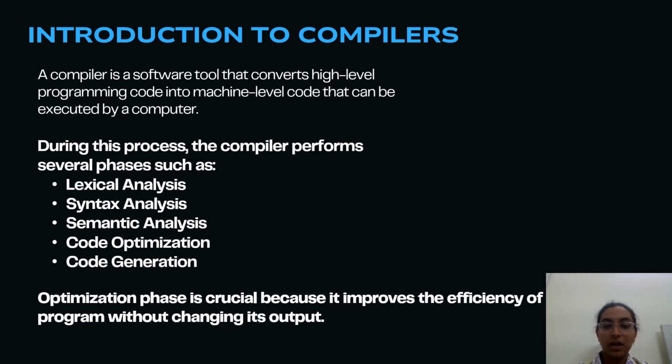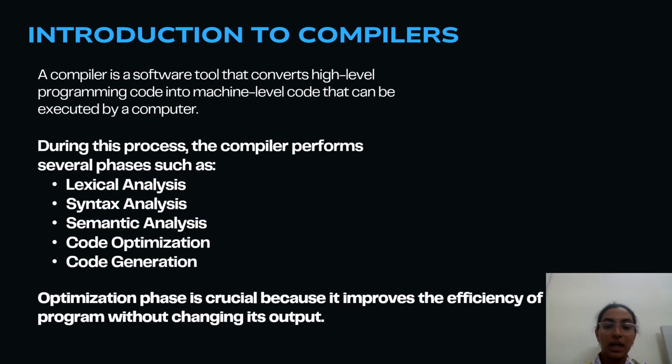First is lexical analysis, where code is broken into tokens. The next is syntax analysis, where the structure of the code is checked. Then comes semantic analysis, which ensures the meaning of the program is correct. After that, we have the code optimization phase, which is very important. Here, the compiler improves the code to make it faster and more efficient without changing its output. Finally, the optimized code is converted into machine code in the code generation phase.